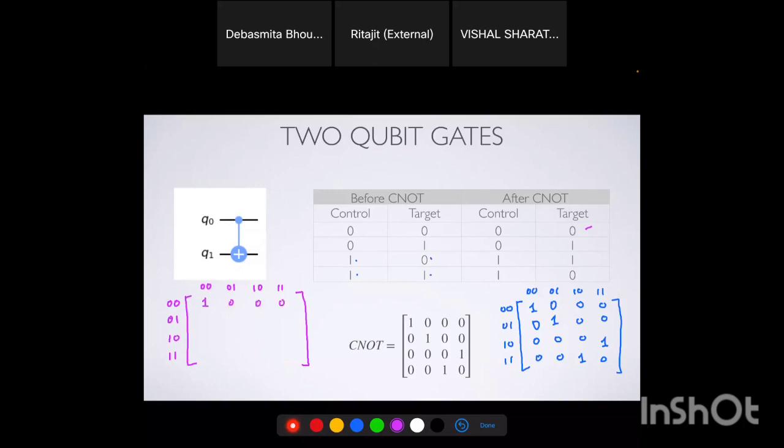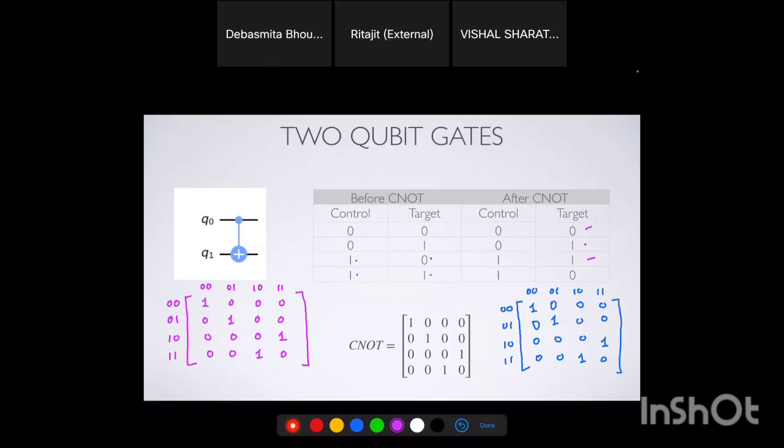When the input is 0 1, the output is 0 1. So it's 1 here, nothing happens to the others. But when the input is 1 0, the output is 1 1. So here we have a 1, nothing happens to the others. And similarly, when the input is 1 1, the output is 1 0. So we get the matrix. You can try this out for the Hadamard gate, because there is the idea of superposition, that the input 0 goes 50% to 0 and 50% to 1. Try to form the matrix of the Hadamard gate. Just try it out and let me know in Discord if you are having problems.